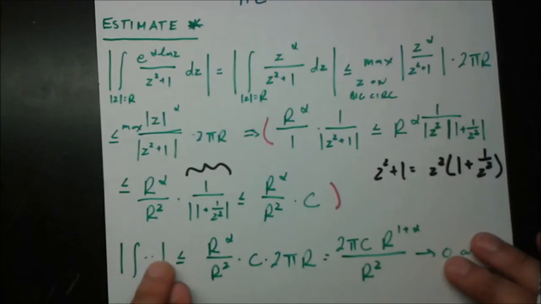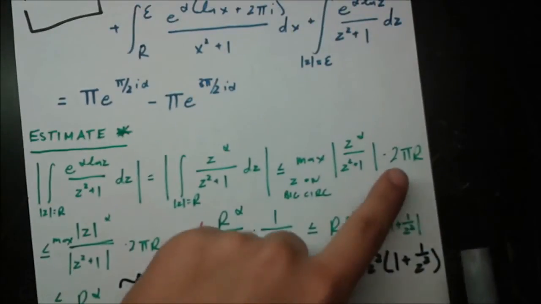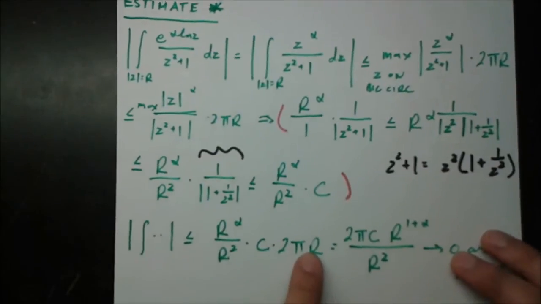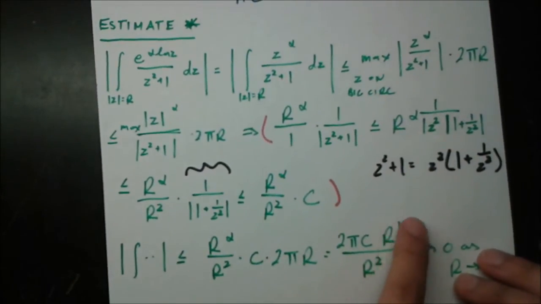So that integral right here is less than or equal to r to the alpha over r squared times c times that 2 pi r. And since we have r to the alpha here and r here, we can write r to the 1 plus alpha times 2 pi c over r squared.